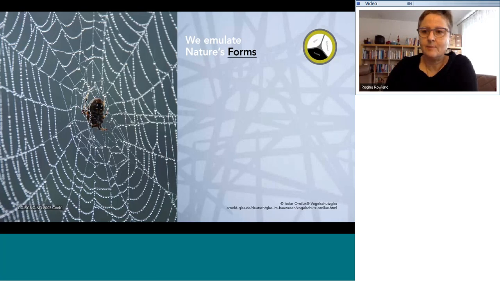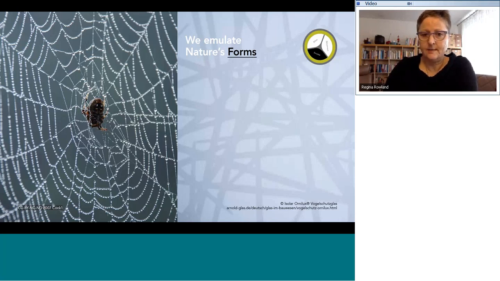Here's an example of a form. On the left, you see a spider web and a spider sitting there waiting for prey, most likely. And on the right-hand side, you see a biomimicry innovation by a German company called Arnold Glass. The product is Isolar Ornilux Vogelschutz bird protection glass. The problem that these designers and innovators were faced with is the fact that 300,000 birds die every day flying into high-rises in Europe alone. And so they wanted to find a solution for that.